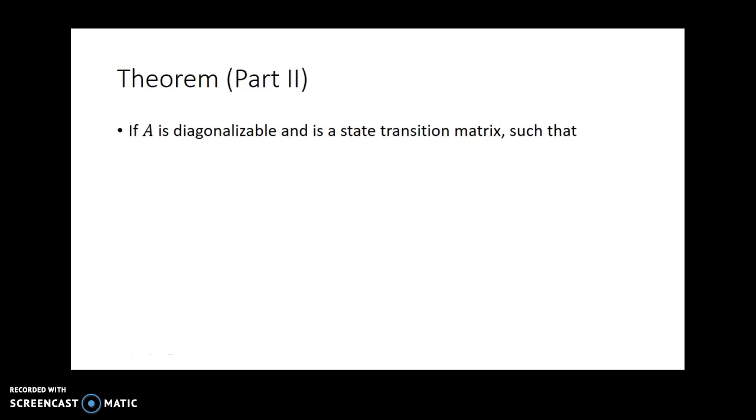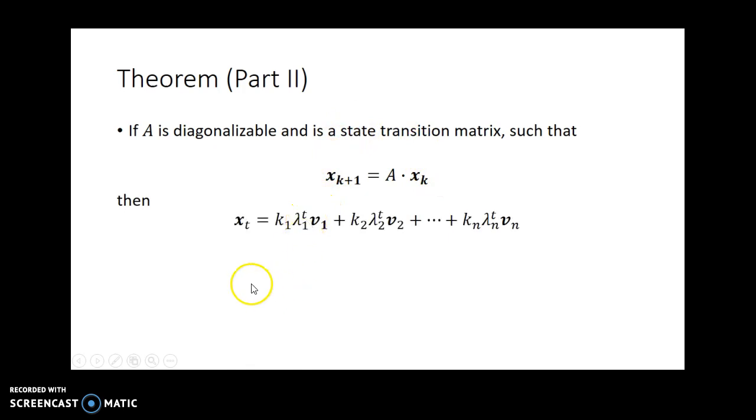If A is a diagonalizable matrix, in other words, it has n linearly independent eigenvectors, and is a state transition matrix, in other words, A is a matrix that when I multiply it by a current state, I get the next state, then we've argued that I can write a function that's almost as close to a scalar function as I can get to figure out the kth state. It boils down to exponentiating the eigenvalues.